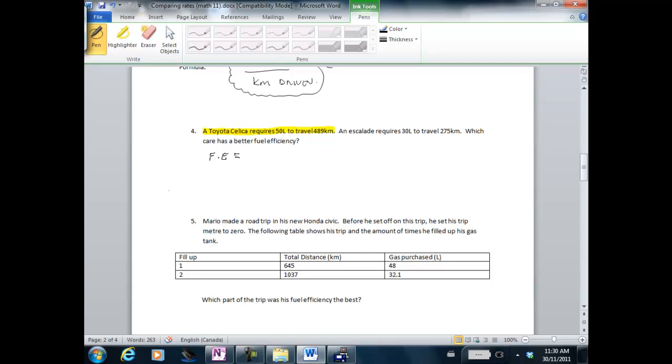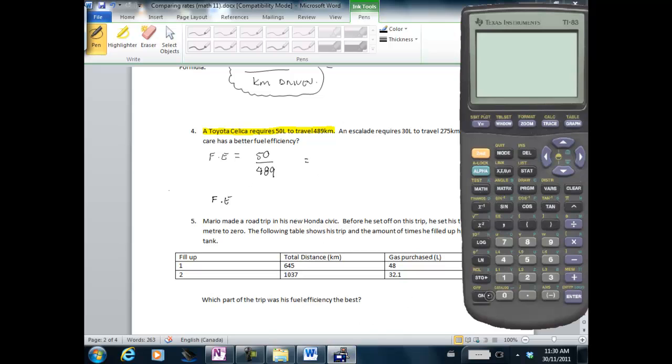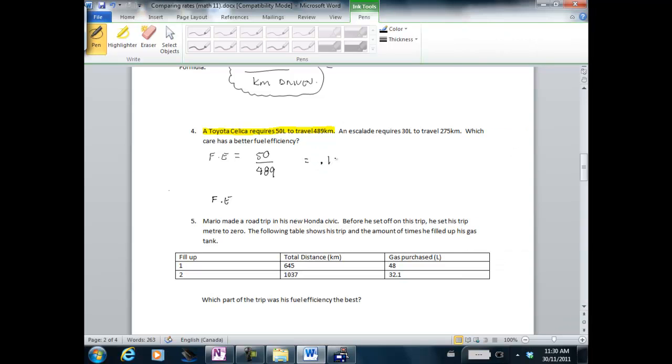All you're going to do is take your gas, divide by your kilometers. So you go 50 divided by 489. Okay, nothing too bad. Now, you have another one. This is my Celica. Let's do this. 50 divided by 489.1, which means it takes 0.1, let's do this at 0.10 for now. I've got 0.102 and 0.109.